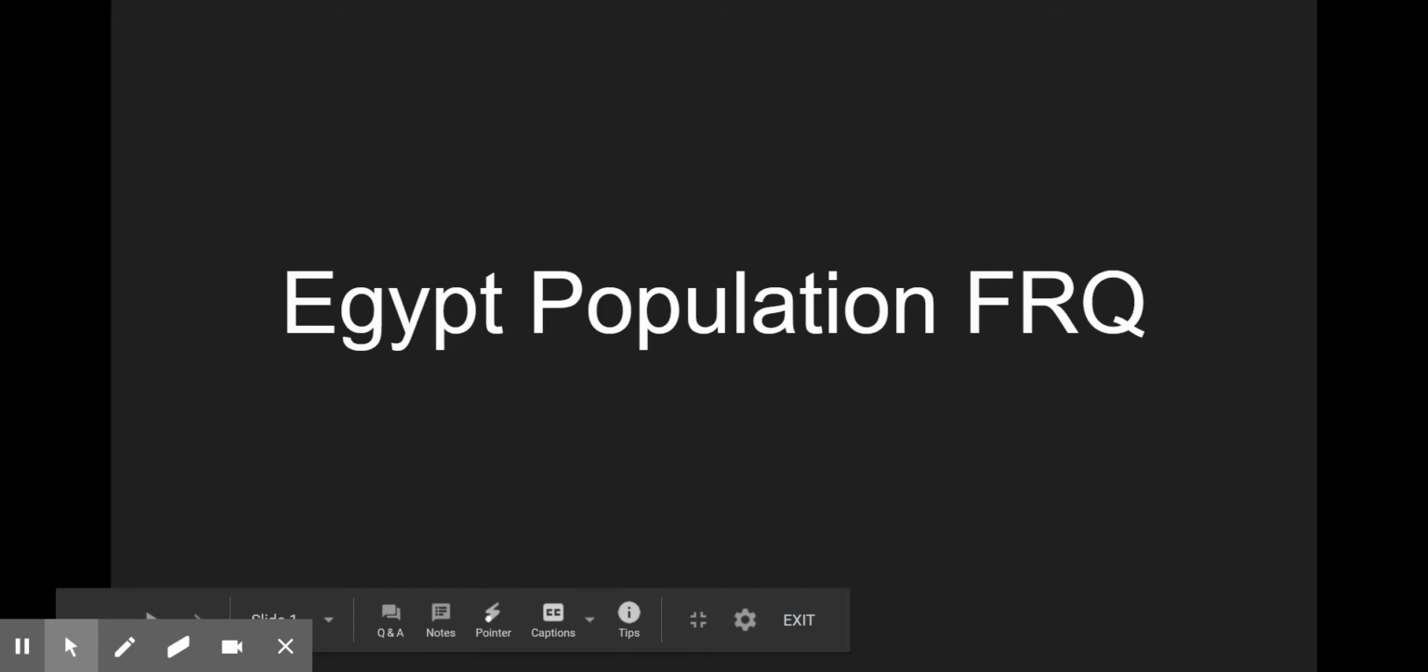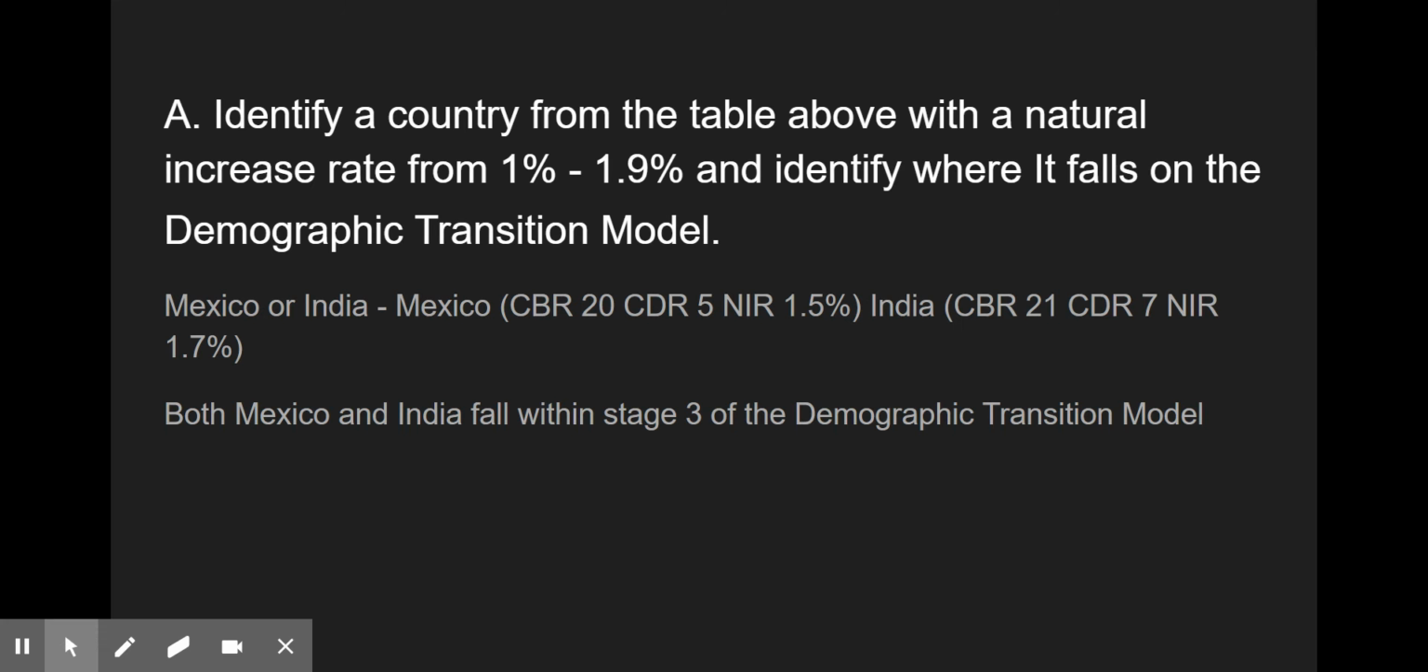So this is going to be the FRQ rubric for the Egypt population FRQ that you took way back when before break. So let's get into it.